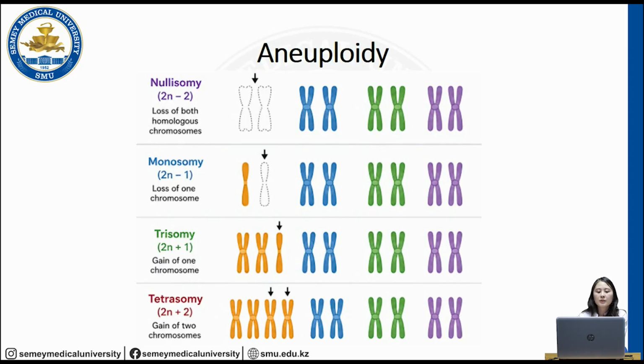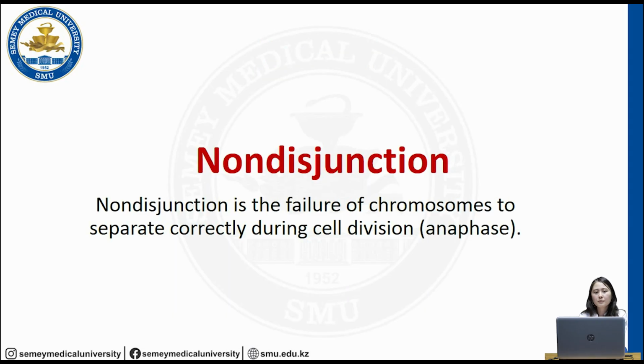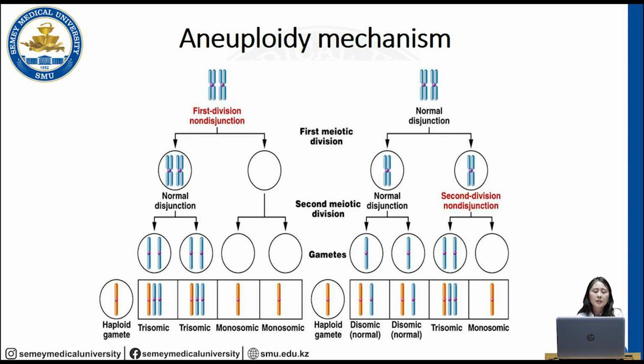So aneuploidy, as we said before, is a change in the number of the individual chromosomes. You see that the 2n set remains the same. There are 4 different types: nullisomy, monosomy, trisomy, and tetrasomy. Nullisomy formula is 2n minus 2, meaning there is a loss of both homologous chromosomes. Monosomy, 2n minus 1, means loss of one individual chromosome. Trisomy, 2n plus 1, means there is an extra chromosome, a gain of 1 chromosome. And tetrasomy is a gain of 2 extra chromosomes.